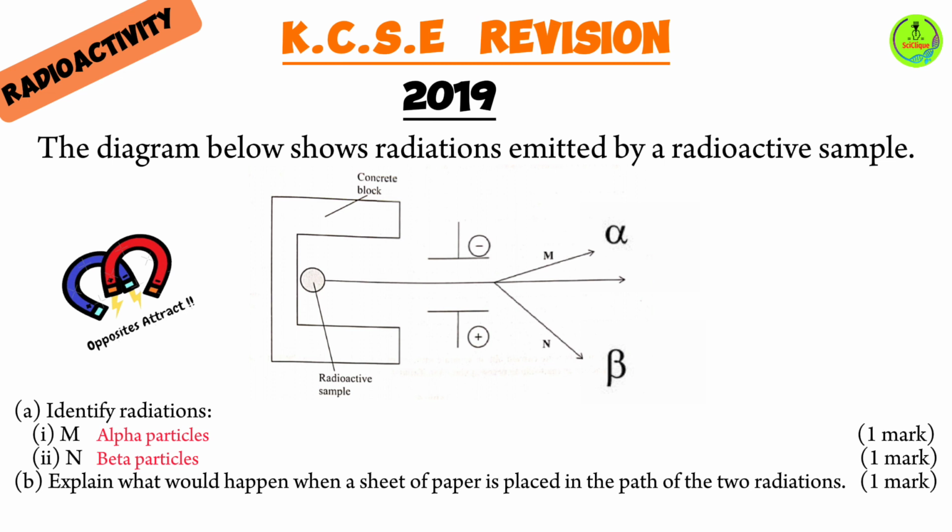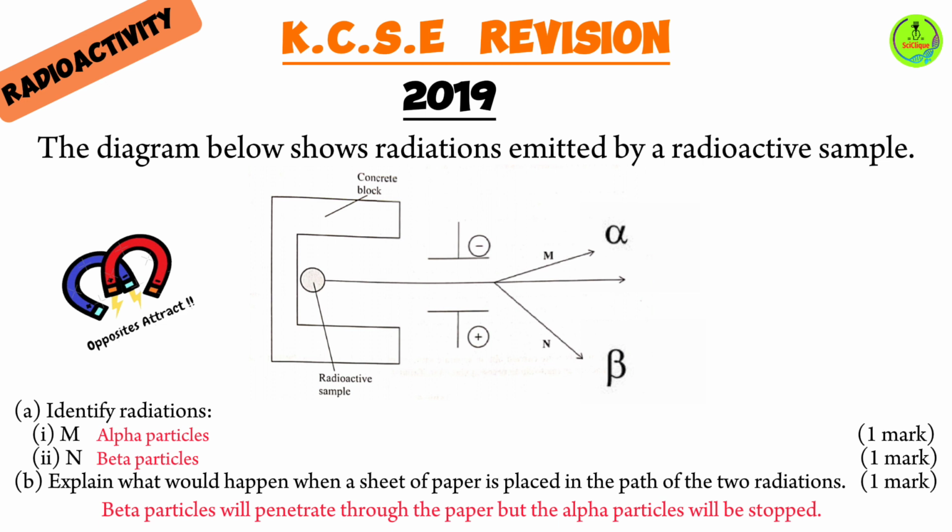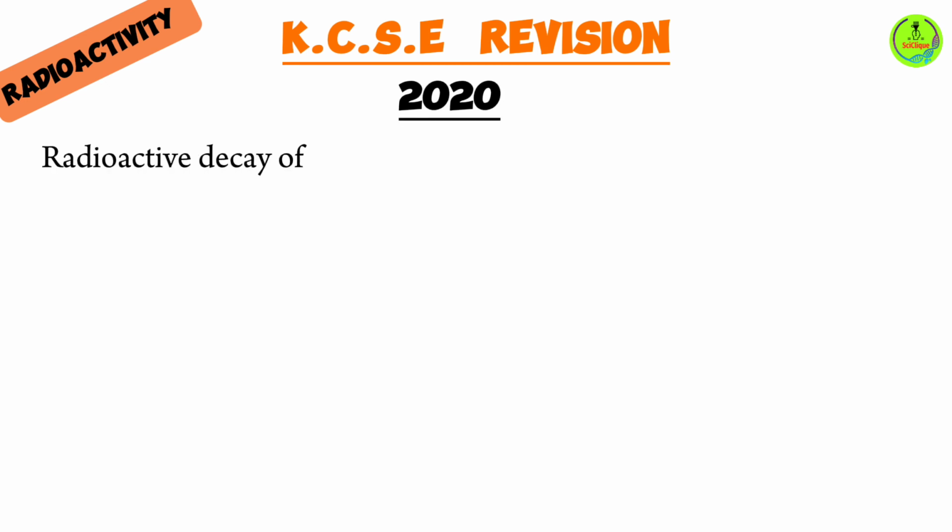So essentially, the question is simply asking about the penetration power. So when we talk about the penetration power, the gamma rays have the highest one, followed by the beta, and lastly, the alpha rays. Alpha rays are blocked by a sheet of paper. They cannot pass through it. Beta particles can pass through a sheet of paper, but will be stopped by the aluminum foil. So in this case, the beta particles will penetrate the paper and move on, while the alpha particles will be stopped.